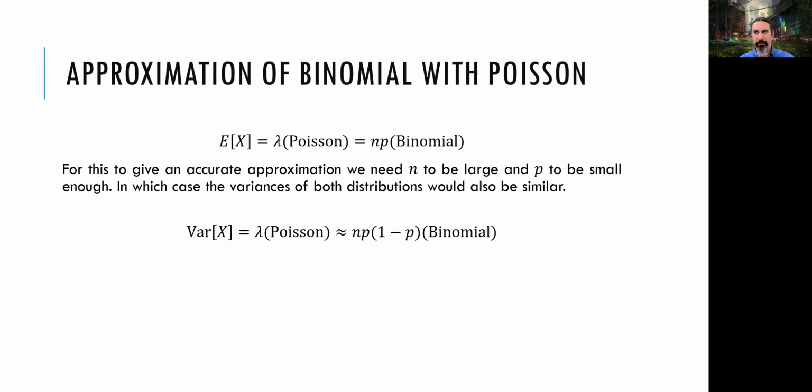50,000 choose 500 is going to be a huge number. And then add more: 0.01 to the power of 500, 0.99 to the power of 49,500. Nope, not going to deal with it. It's too large; it's not easily calculable. So you have to do something else. You have to drop binomial and use something else to calculate that one. This is where Poisson comes in.